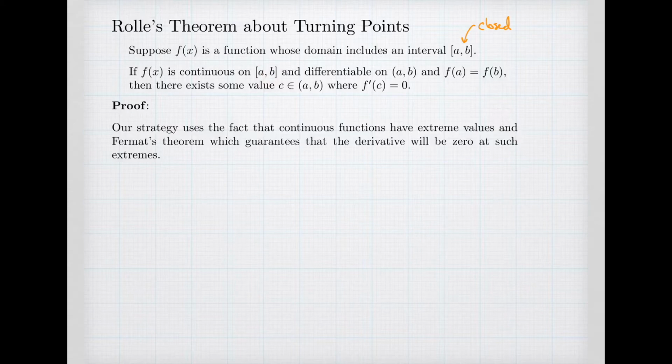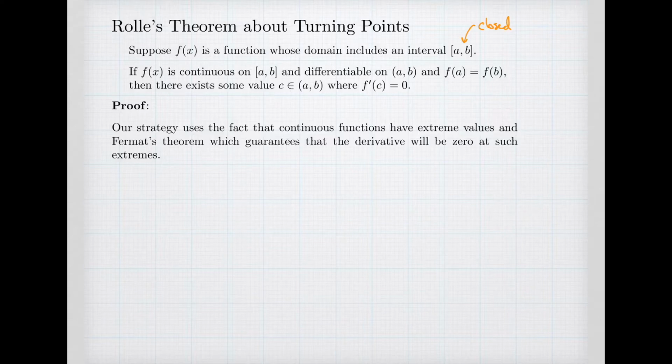So the limits and the values of the function reach those endpoints. Secondly, this function has to be differentiable, meaning that the derivative exists at every point between a and b. Notice a and b are not included for this. The third condition of Rolle's theorem is that the endpoints are at the same value. f of a equals f of b. The most common application of this is they're both equal 0.